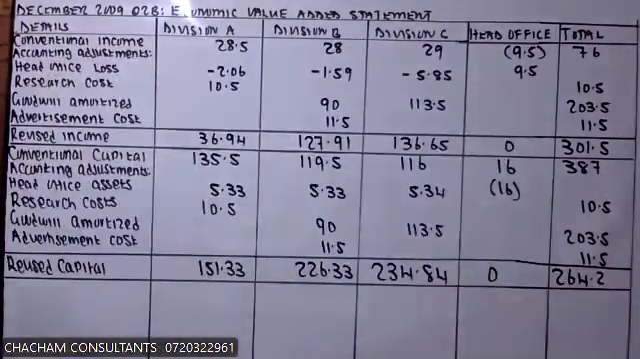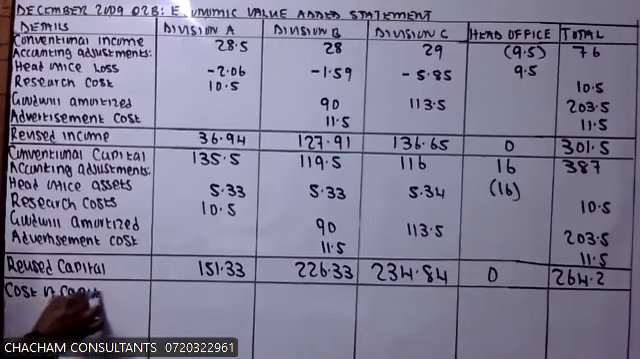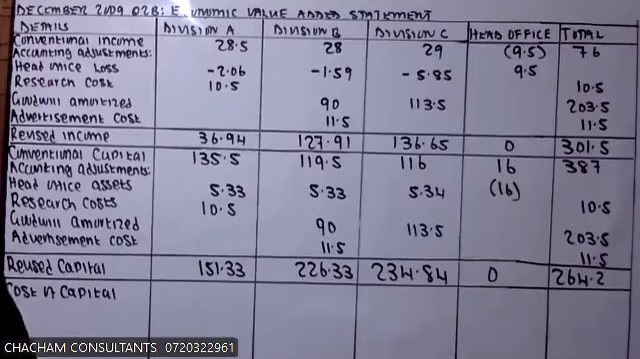The next thing is cost of capital. Cost of capital. So cost of capital, it is the rate, the interest rate. Imetajwa wapi?